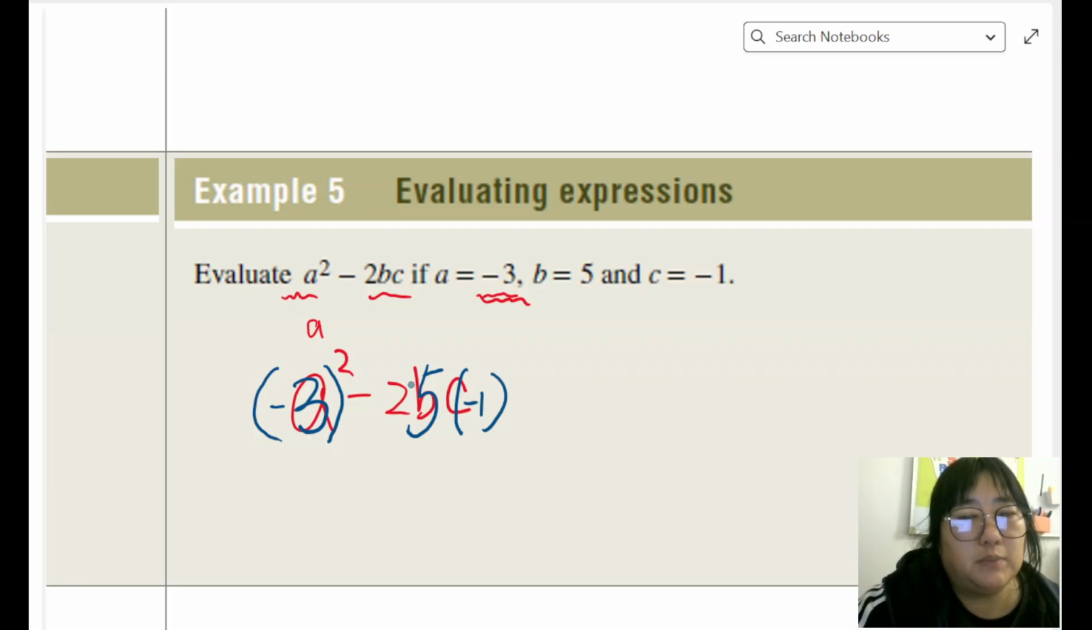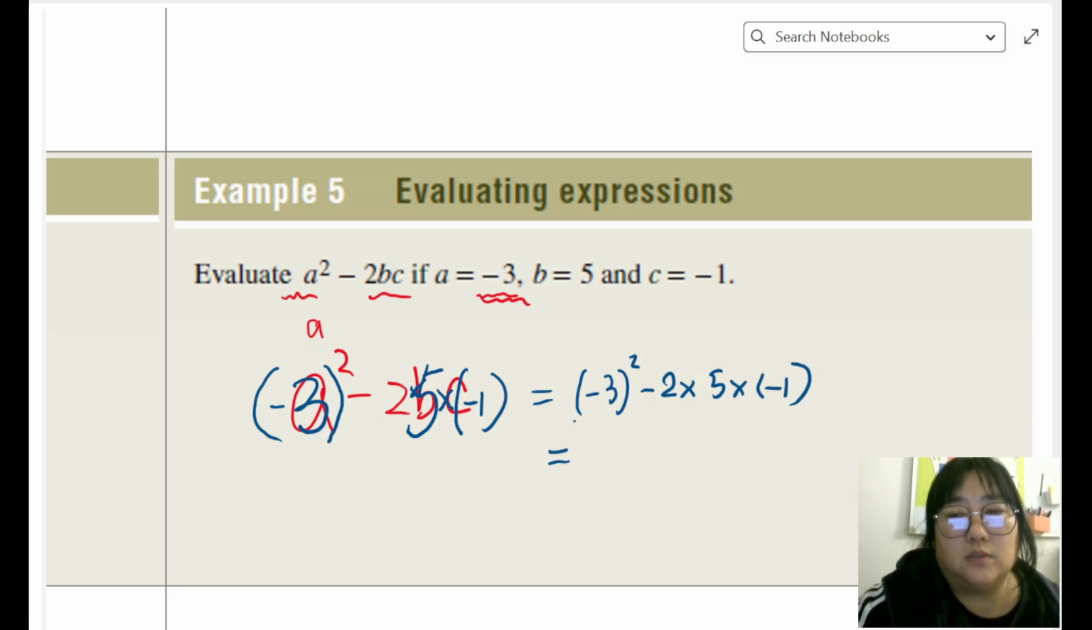But for 2bc, remember the algebra law says there is no symbol, that means they times each other. So it will be 2 times 5 times -1. So the whole question looks like -3 squared, then take 2 times my 5 and times my -1. Then you just use BODMAS to check the order of operations and get the answer. The bracket will be first: -3 times -3, two negatives make a positive, 3 times 3 will be 9. And 2 times 5, that is 10, times -1, so that is -10.